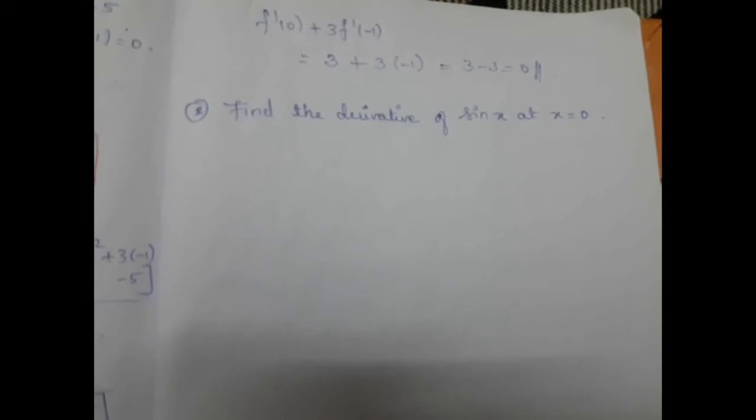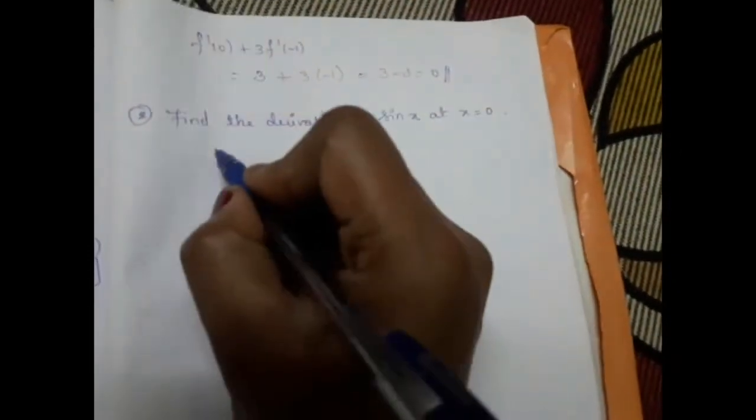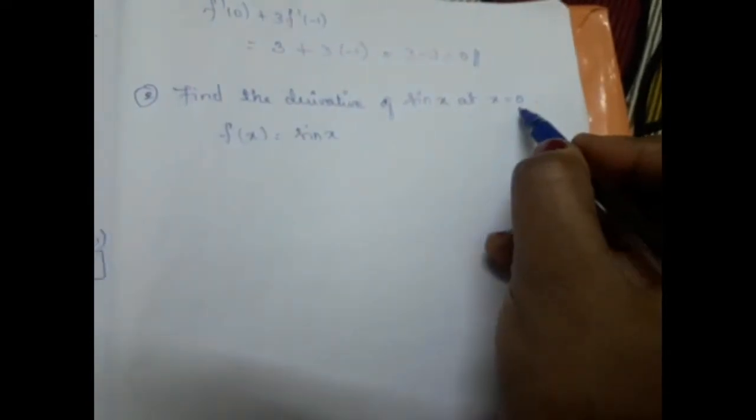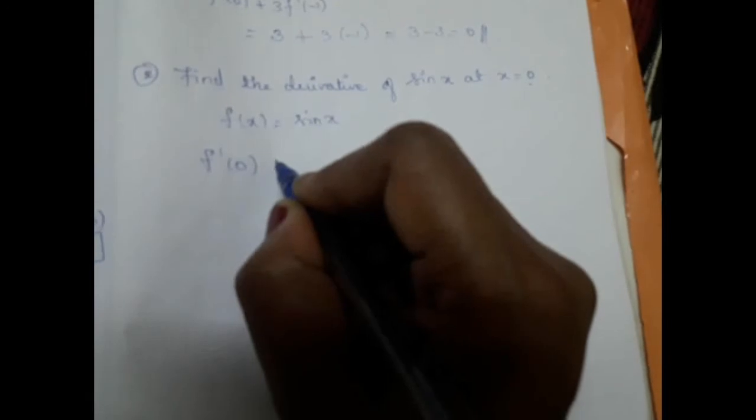Now let us see how to solve this question. Find the derivative of sin x at x equal to 0. The same way, here f of x is sin x, right? Here a is 0. So we need to find f dash of 0.